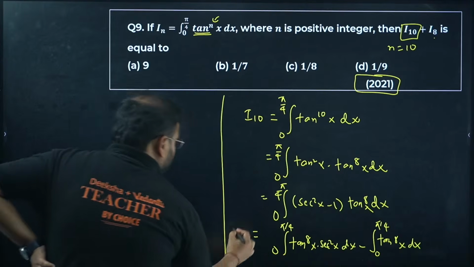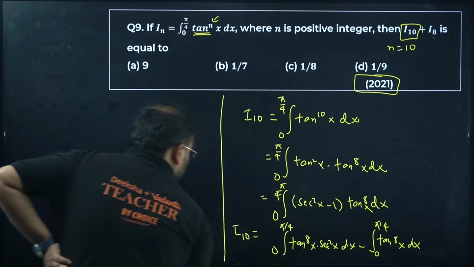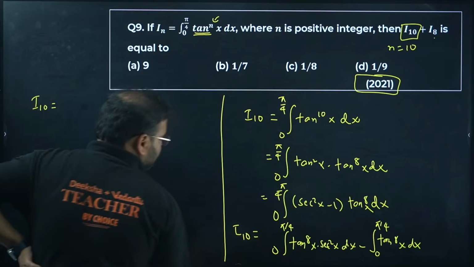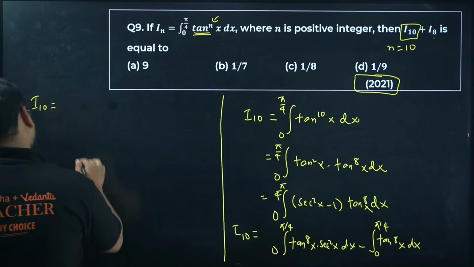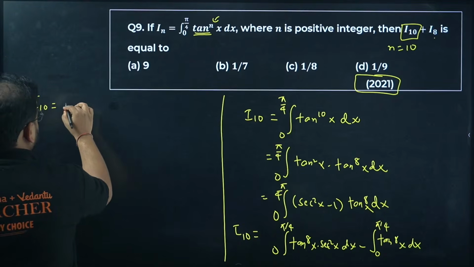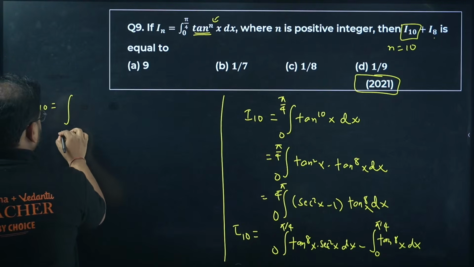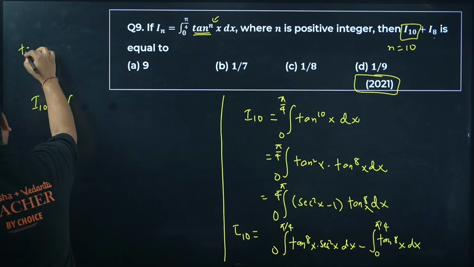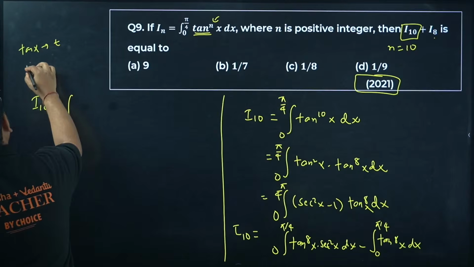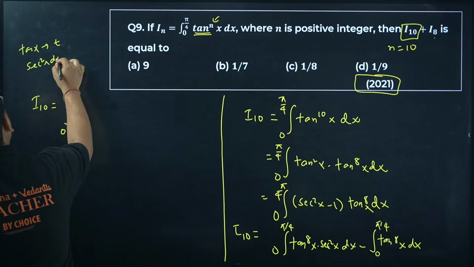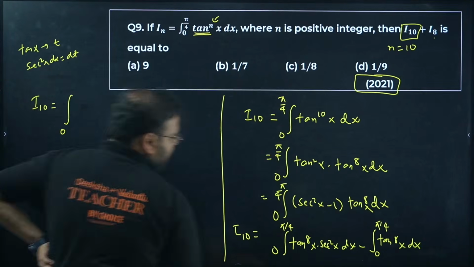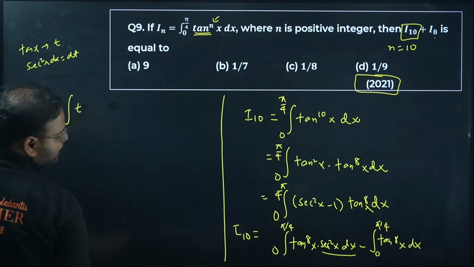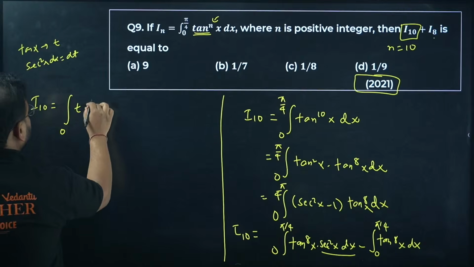I8. This is your I10. It means I10 is equal to this condition, that condition, which can be taken from 0 to pi by 4 only. We can take tan of x as t, so we get secant square x dx as dt. This becomes t into dt.